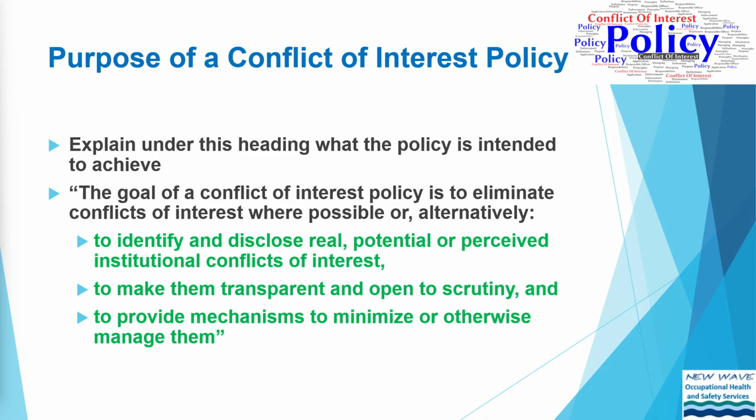In the purpose section, you set out why you wrote the policy in the first place. Why did you bother? Looking at the Government of Canada, they say the goal of a conflict of interest policy is to eliminate conflicts of interest where possible, or alternatively, to identify and disclose real, potential, or perceived institutional conflicts of interest, to make them transparent and open to scrutiny, and to provide mechanisms to minimize or otherwise manage them.